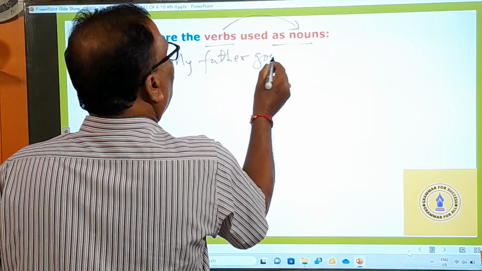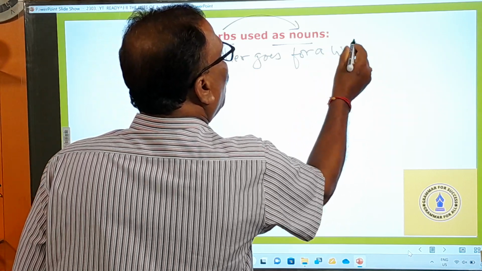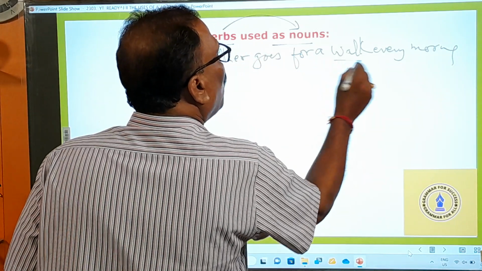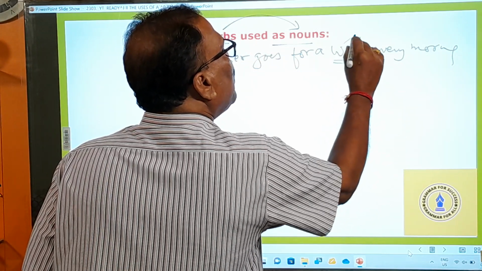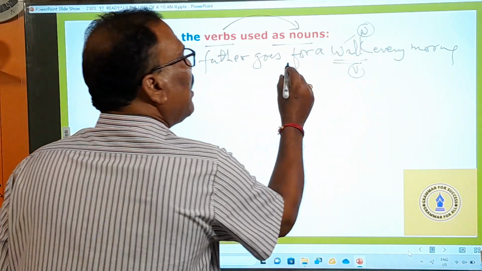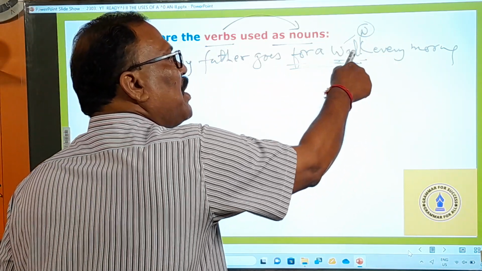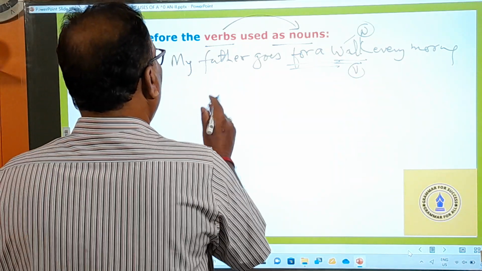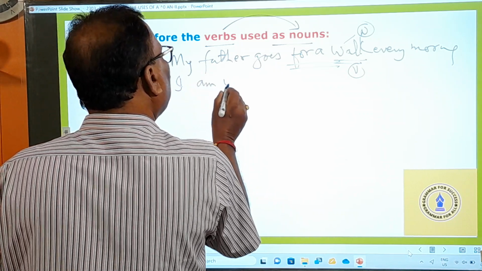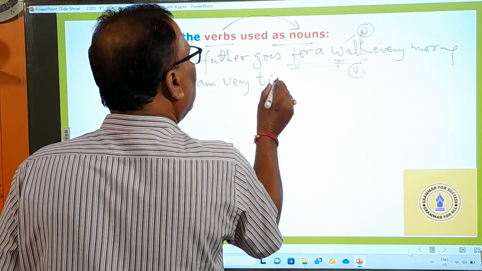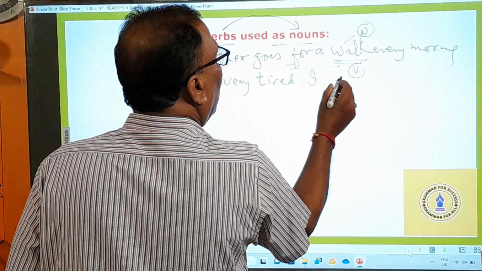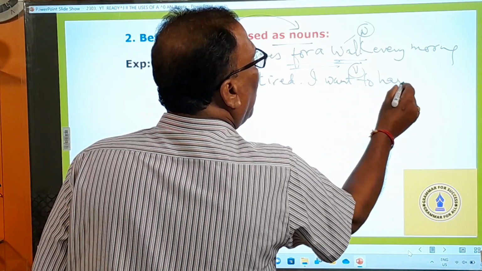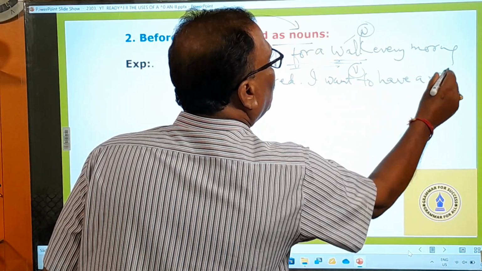My father goes for a walk every morning, right? For a walk. Walk is a verb, but here it is being used as a noun. For a walk. Walk is being used as a noun, though it is a verb, right? And one more example. I am very tired. I want to have a rest. I want to have a rest.